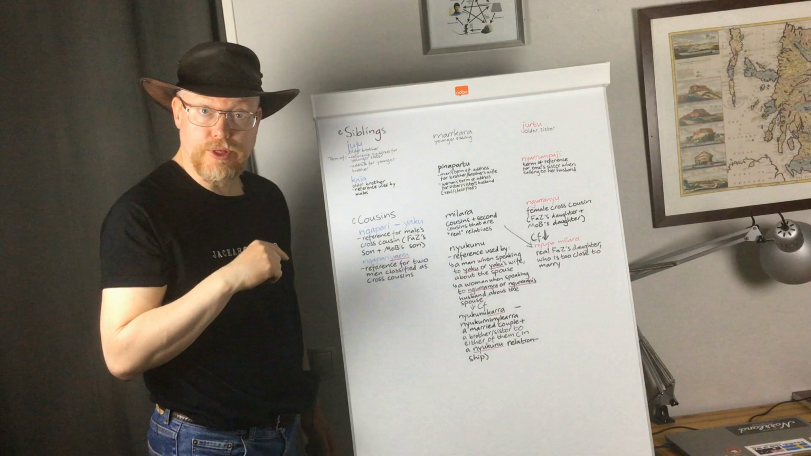Now, down here, it does get more complicated, as I indicated. So, nyugono, a term of reference used by a man when speaking to Yagu, or Yagu's wife, about the spouse. So the other person, the man is speaking to either the Yagu or the Yagu's wife, and he uses nyugono to refer to the other one of the two in that couple.